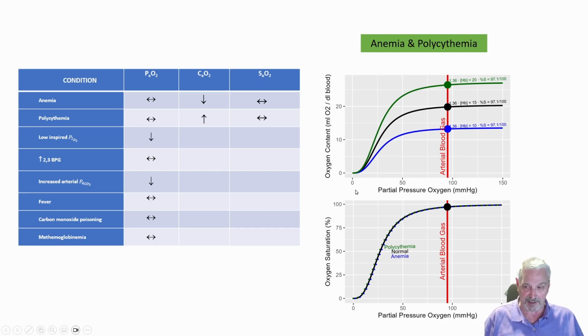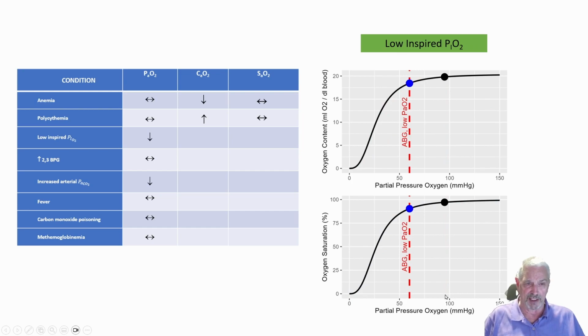So next we wanted to look at low inspired PIO2, and basically that means that the vertical red line that we're looking at here is going to move to the left, and in this case I show it at a critical PO2 of about 60 millimeters of mercury. And what you can see is we move from the content that we have in normal blood, shown by the black dot, to the content we have in a low PIO2, the blue dot. So we see a decrease in content, and likewise we see a decrease in saturation from the black dot to the blue dot.